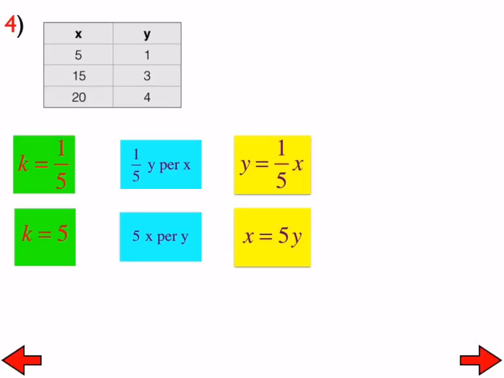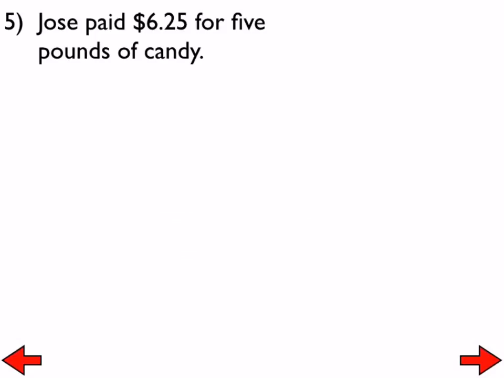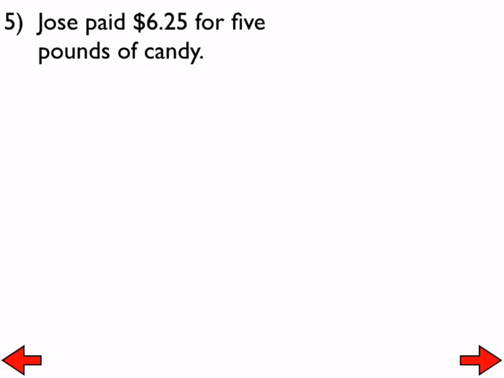Let's go to the back side of our notes. And in this problem, I don't know that either unit rate makes any more sense than the other one. So number 5 goes like this. Jose paid $6.25 for 5 pounds of candy. We're still doing the same thing. We want to write the constant of proportionality, the unit rate, and the equation. But what we're going to do is fill in a table to help us out with that. Okay? So we have a table that starts like this.